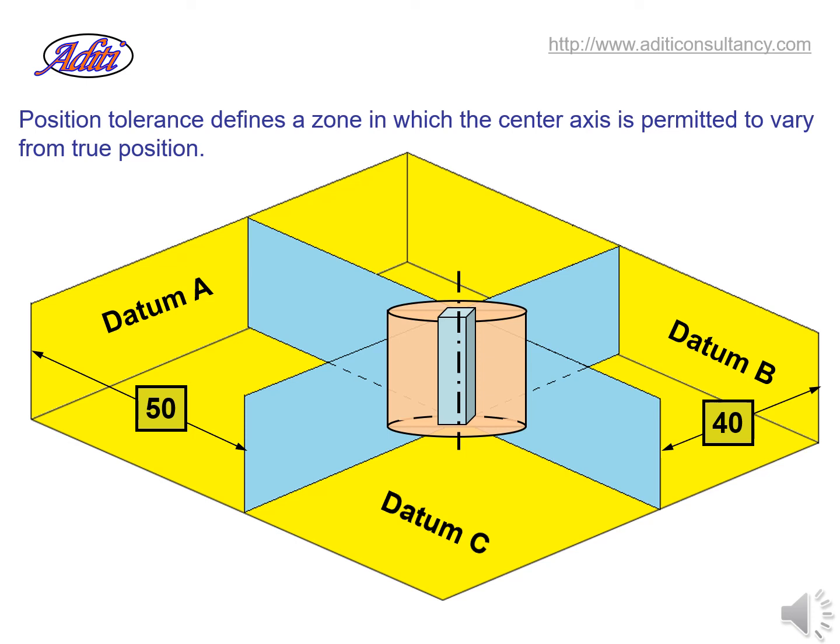But when GD&T is applied, the tolerance zone will be a cylindrical tolerance zone, which is the circumscribing cylinder of this square tolerance zone. Now, with all the deviations in the axis, whether radial displacement from the nominal position or perpendicularity with respect to datum C, etc., the axis of the hole should be inside this tolerance zone. That is the meaning of position tolerance applicable to an axis with respect to three datums.